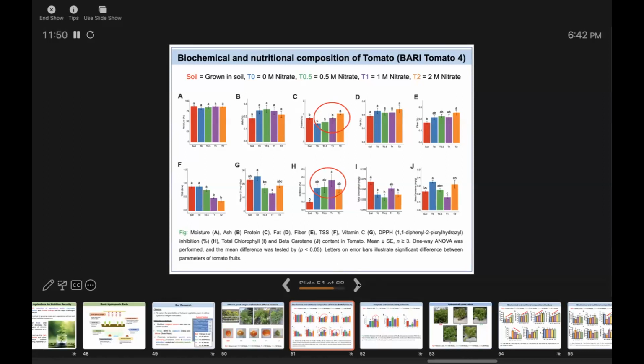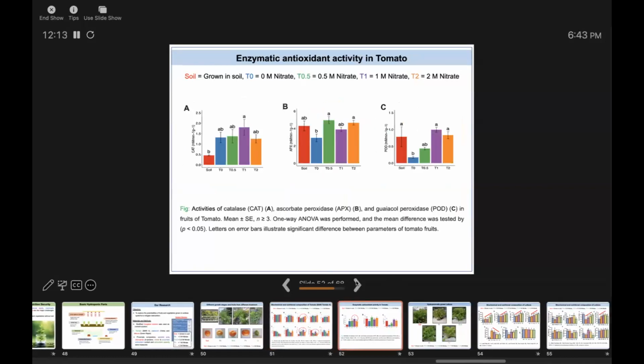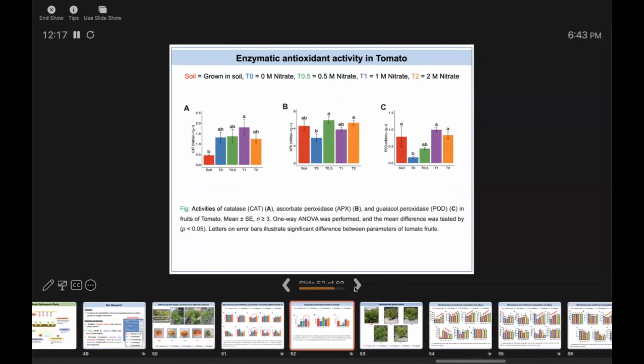That means it can cope with this nutrient solution, and it can maintain growth even under the nitrate availability. And total chlorophyll content also increased. Other things are almost comparable with the soil grown ones. There were no remarkable changes. In case of catalase, this is the enzyme which may change the antioxidant capacity or the stress management. So we can see that in case of 1 molar nitrate, it can cope with the nitrate stress, and it can maintain its growth and performance even under this concentration of nitrate. That's why we found that 1 molar nitrate showed better production, better coloring, and better quality of the product.